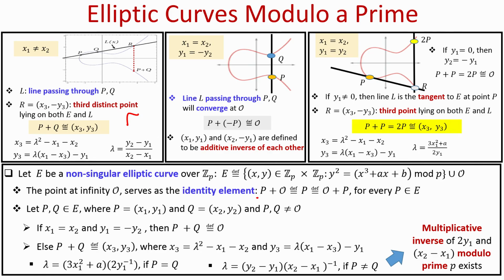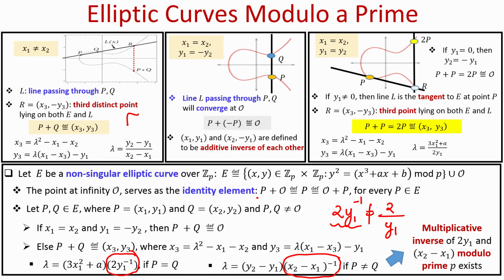And if you see the way we have defined lambda, this is the element 2 times y1 inverse, which is not 2 upon y1, that is not the case. This should be interpreted as the multiplicative inverse of the element 2 times y1, which exists because we are performing modulo a prime p operation. And in the same way, for the second case where lambda is of this form, this x2 minus x1 raised to power minus 1 is the multiplicative inverse of the element x2 minus x1 modulo p, which is also guaranteed to exist because x2 minus x1 will be a non-zero value.